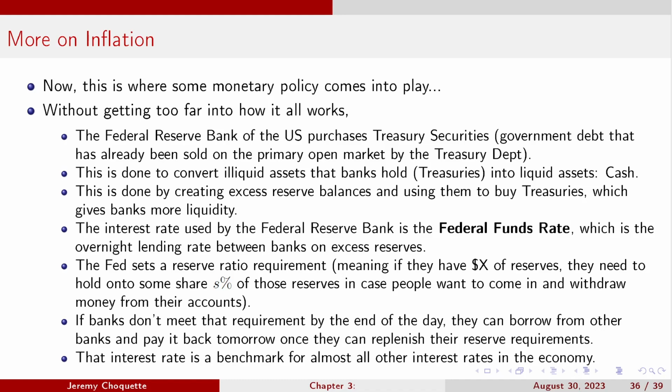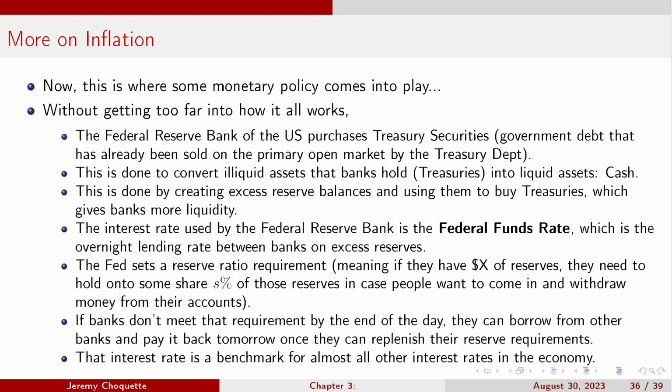And the Fed sets a reserve ratio requirement, meaning if a bank has, say, X dollars of reserves, they need to hold on to some share S% of those reserves in case people want to come in and withdraw their money from the accounts, right? So if a bank gets $1 million deposited, they have to hold, say, 10% of that. So it'd be $100,000. The bank's got to hold $100,000 in case somebody comes in and says, hey, I want to take out, I don't know, $80,000, right?